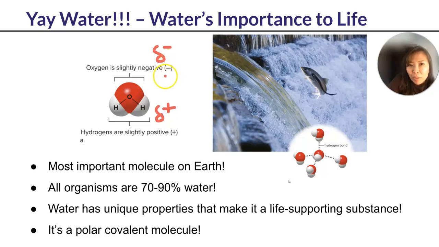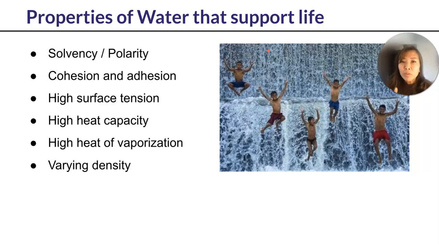Why is it negative and positive? Because electrons are negative. Because the oxygen has the electron closer to itself, it's almost as if it has the electron counting as part of its orbit, and so it's more negative compared to the hydrogen. Because of that polarity, this results in water being a really good solvent.